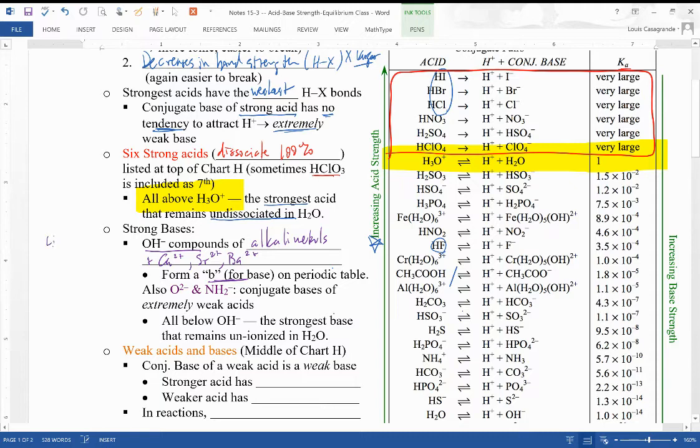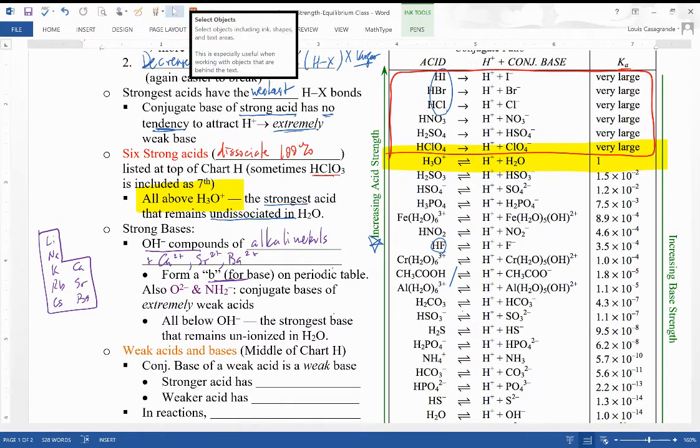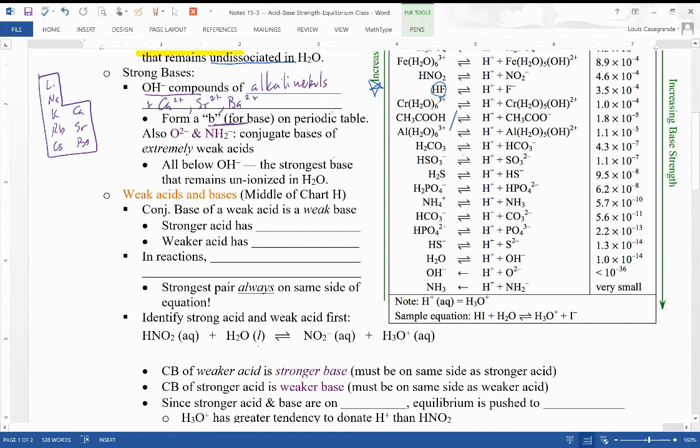If we look at lithium, sodium, potassium, rubidium, cesium, next to potassium is calcium, strontium, and barium. You can kind of see the outline of a B, lowercase b, on the periodic table. That's going to help us to understand the six strong ionic or inorganic bases.